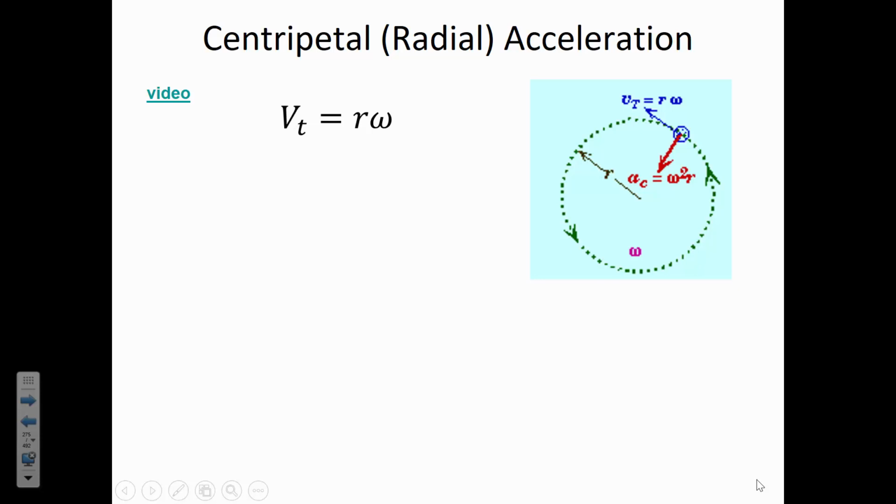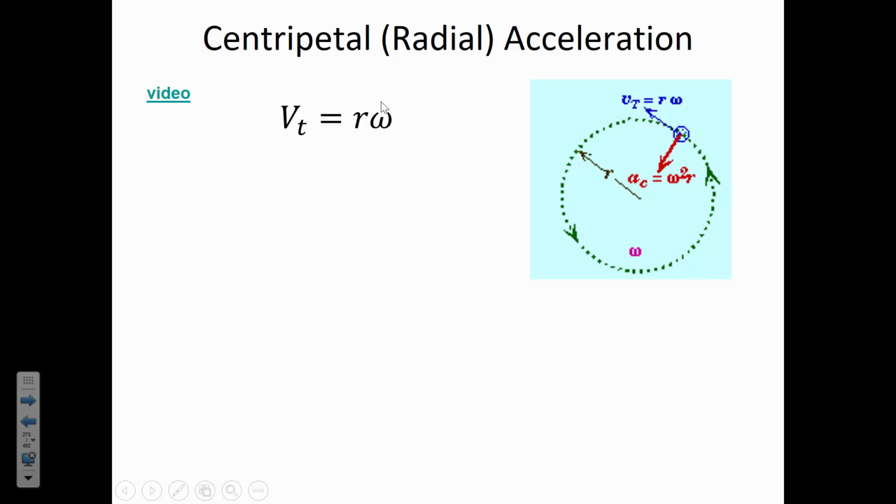So here are the equations that we're going to use for some of the problem solving that we're going to do. The tangential velocity of a particle that is in circular motion and is being accelerated, therefore, in a radial fashion is the radius times the rate of rotation.